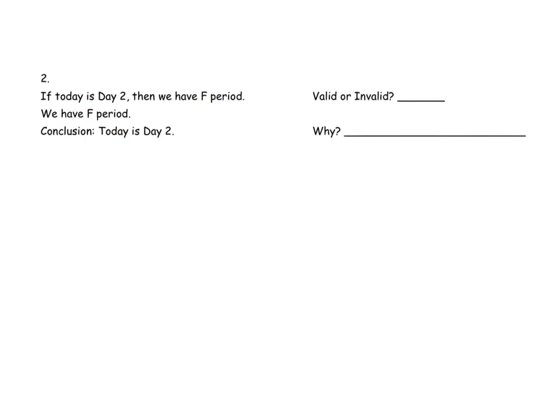In our second example, I'm going to color code the same. Today is day 2. Then we have F period, same conditional as before. Again, we're taking this as true. And then it says we have F period. Conclusion, today is day 2.